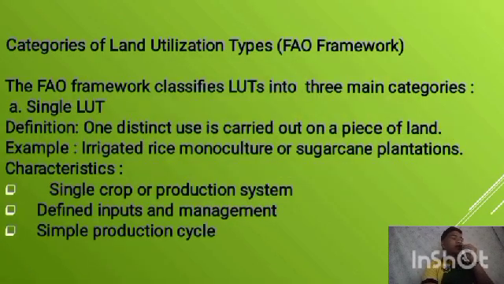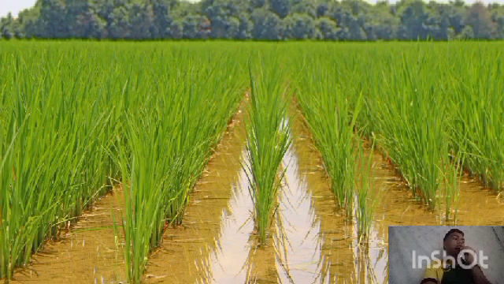Categories of land utilization types. The FAO framework classifies LUTs, or land utilization types, into three main categories. First is the single land utilization type. An example of single land utilization is when you use your piece of land for a single purpose, using monoculture, like irrigated rice monoculture or sugarcane plantation. So it is not applicable for intercropping. This is the example: monoculture, only irrigated rice planted on that land.